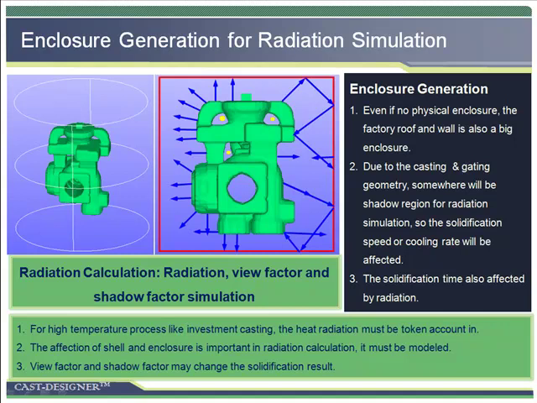Another important factor of investment casting is the view factor and enclosure generation. This is quite different from other casting processes. For a high-temperature process like investment casting, the heat radiation and the effect of shell and enclosure must be taken into account. From experience and industrial validation, it is so important, and it must be well modeled. The view factor and shadow factor always change the solidification result, such as shrinkage porosity. In fact, even if there is no physical enclosure, the factory roof and wall is also a big enclosure. So it is strongly recommended.